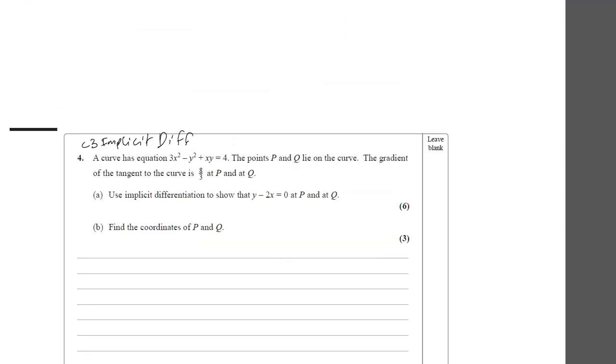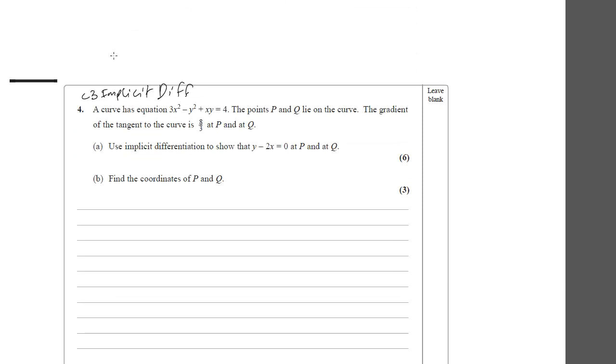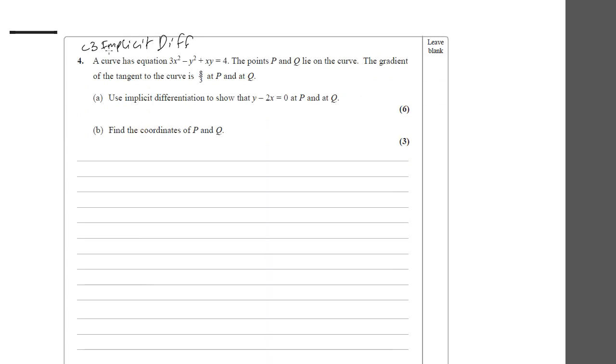Next question that we are going to do is question number 4, implicit differentiation. This is also from a topic outside of C4. So a curve has equation this. The points P and Q lie on the curve. The gradient of the tangent to the curve is 8 by 3 at P and at Q. Okay, this is a C1 type question. So the gradient at P and gradient at Q both have the same gradient, 8 by 3. So use implicit differentiation to show that y minus 2x equals 0 at P and at Q.